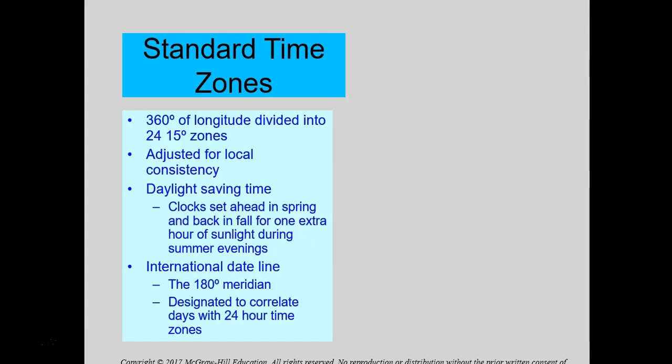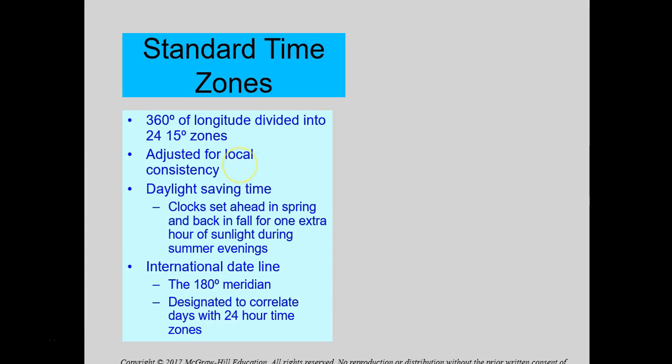And we know that as humans, as we exist, we have to have some kind of way of standardizing our time. So we use what are known as time zones. Those time zones take the 360 degrees of longitude, so 0 to 180 west, 0 to 180 east, 360 degrees, and divide it into 24 15-degree time zones. And then we adjust what those boundaries are based on where people live.